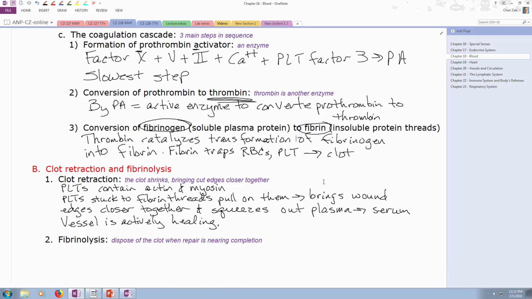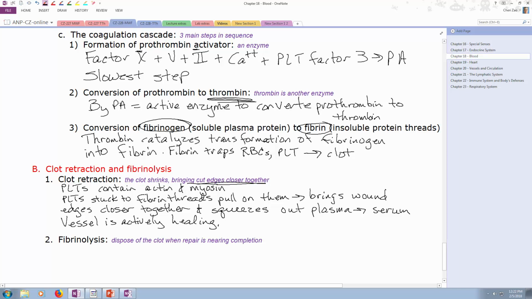We need the clot to shrink and bring our cut edges closer together, because endothelium is like epithelium. And remember, all of our epithelium that we've talked about is very mitotically active, and so they can duplicate themselves and regenerate and repair. So that's what's really good.